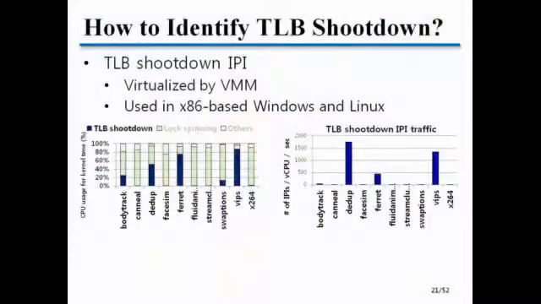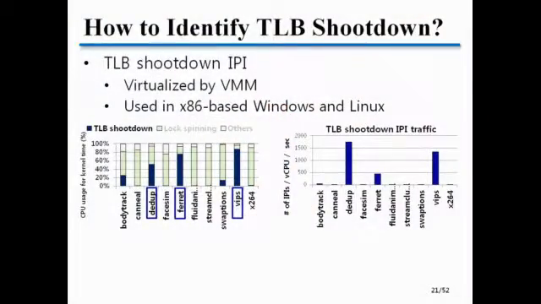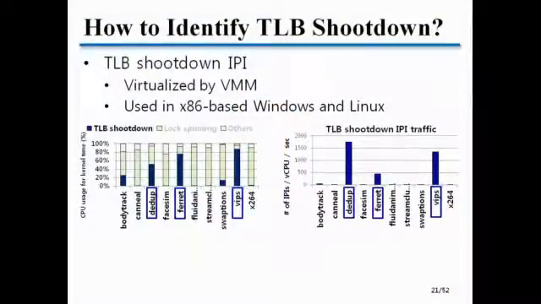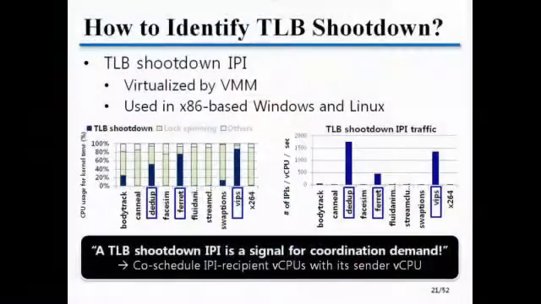We can identify this by means of the TLB shootdown IPI, which is virtualized by the VMM and used in x86 Windows and Linux. Back to the amplified kernel time, the three applications that show a large increase in the kernel time for TLB shootdown are also involved in large traffic of TLB shootdown IPIs. So based on our analysis, we can conclude that for the TLB shootdown IPI, the sender and the receiver vCPUs can be co-scheduled in order to reduce the busy waiting for TLB synchronization.